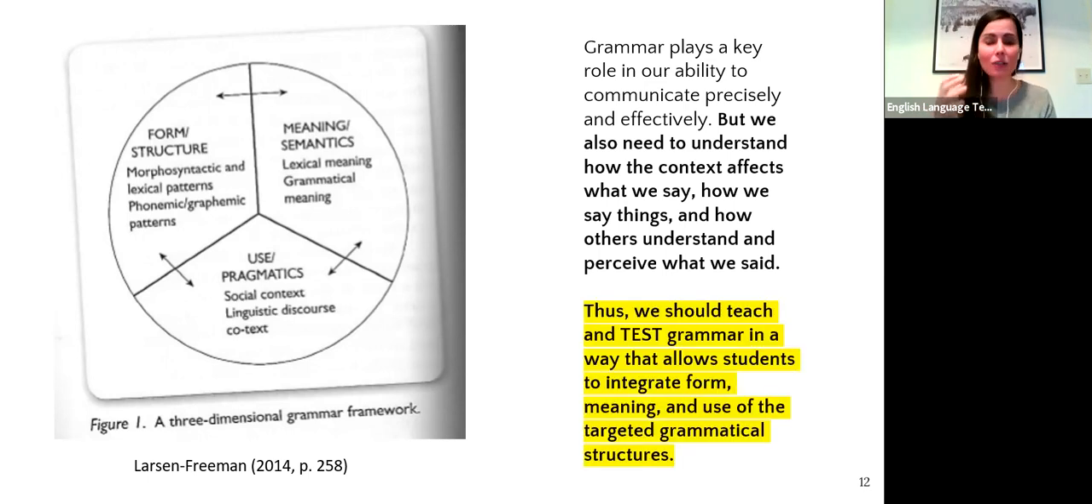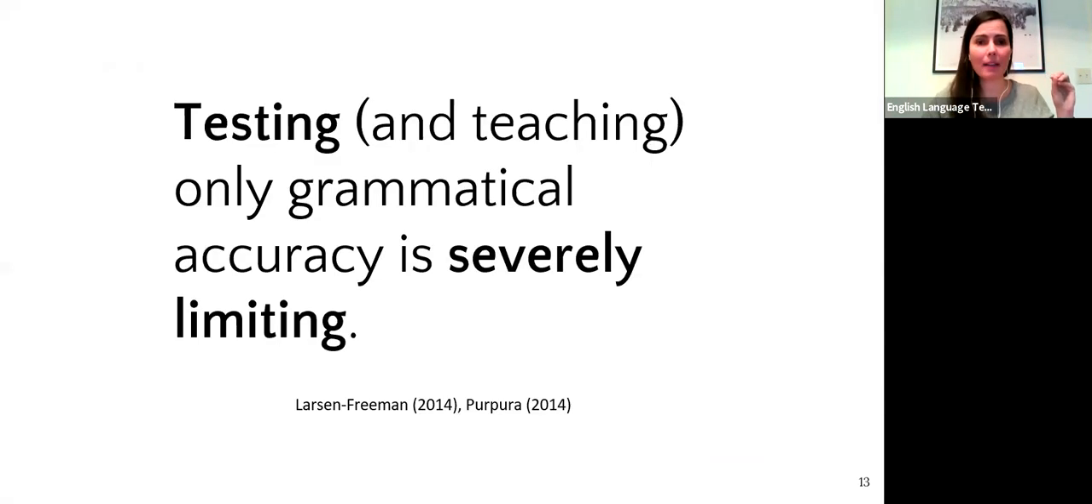So we need to teach and test integrating all of these dimensions, and not just the accuracy part. Because testing and teaching only grammatical accuracy is severely limiting. It's doing the students a disservice, I think, because they will not be able to apply that, like Irina was saying in the beginning. Oh, I knew this form, but why didn't I use it correctly here? So I think that's very important.